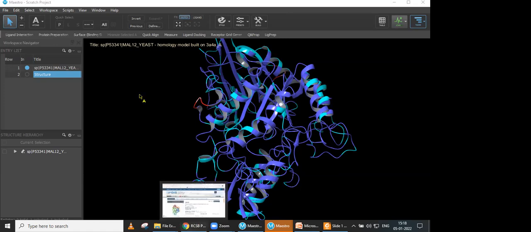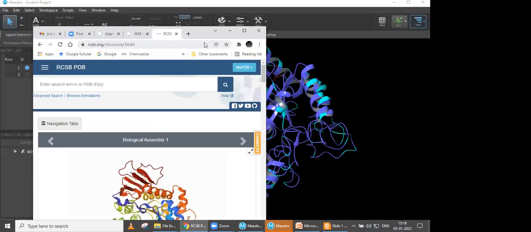Then we'll see this is for Schrodinger. Then we'll check with Swiss Model. That is also one of the well-established online tools for performing homology modeling.